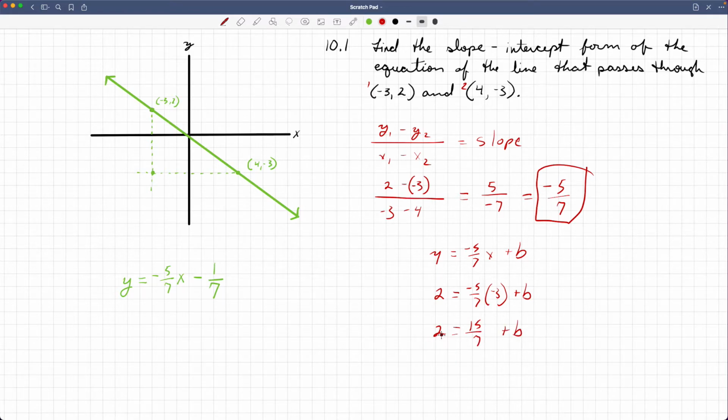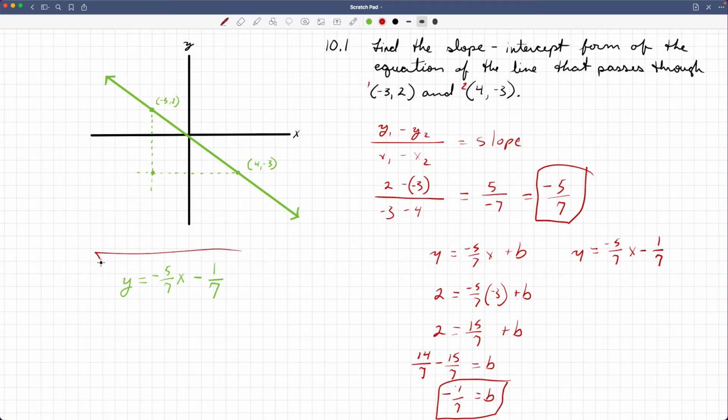All right, so I need to make this a fraction with a denominator of 7 that equals 2. So that's going to be 14 over 7. I'm going to subtract this from both sides. 14 over 7 minus 15 over 7 equals b. Negative 1 over 7 equals b. Same answer. We used a different point and a different method. So we would still get y is equal to negative 5 over 7 x minus 1 over 7. It doesn't matter which method you use, you should get the same slope, you should get the same intercept point, and you should be able to write the same equation.